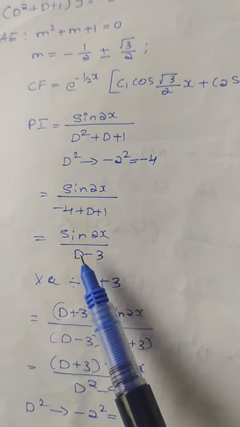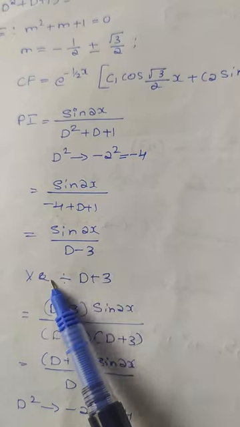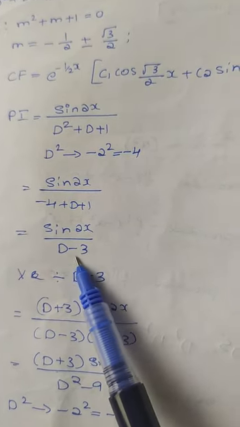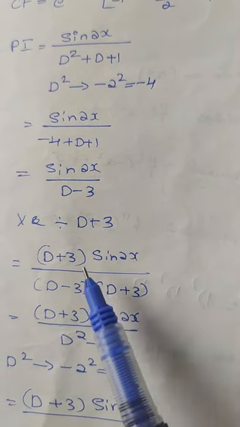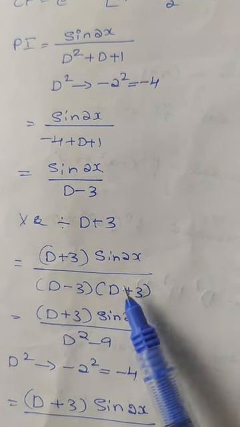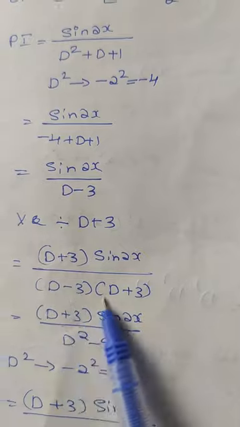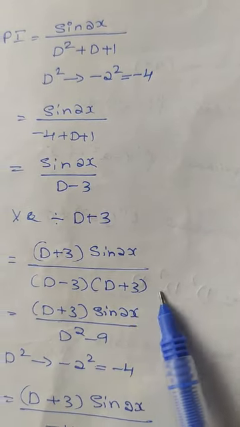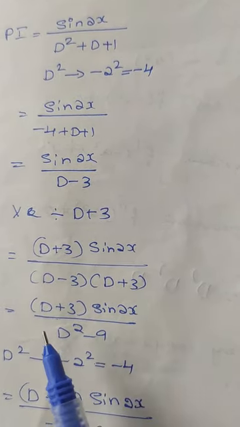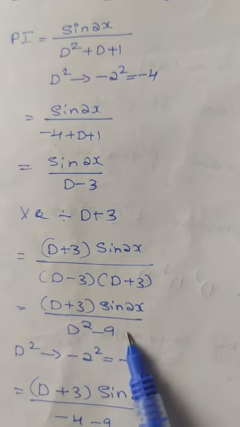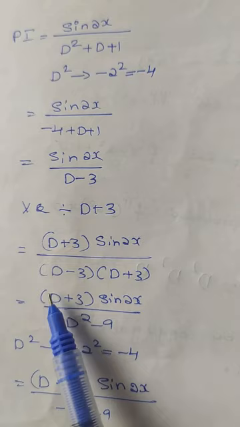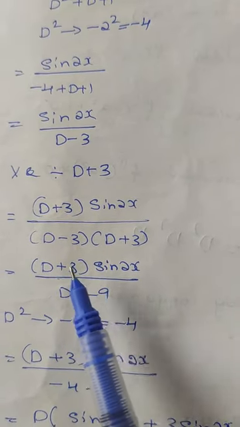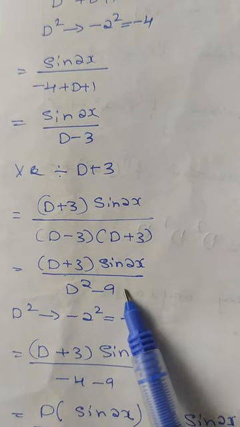Okay, here we have D minus 3, multiplied and divided by its conjugate. What is the conjugate of D minus 3? D plus 3, multiplied and divided by D plus 3. Simplify the denominator. The denominator is always in a minus b into a plus b form. If you multiply with the conjugate, a minus b into a plus b is a square minus b square, that is D square minus 9. In the numerator we have D plus 3, so D plus 3 into sin 2x divided by D square minus 9.